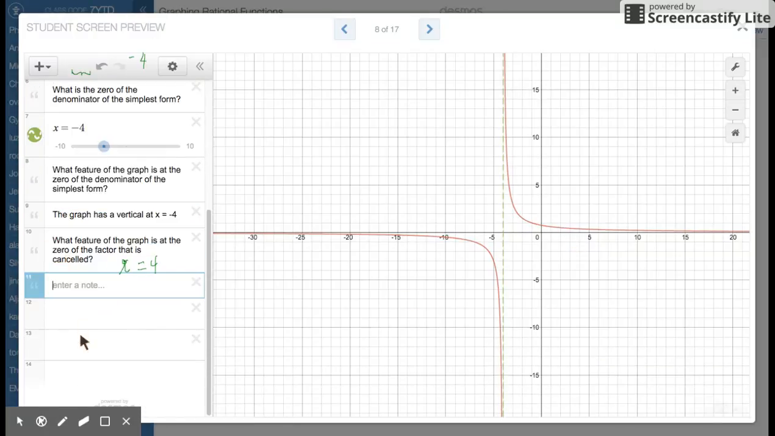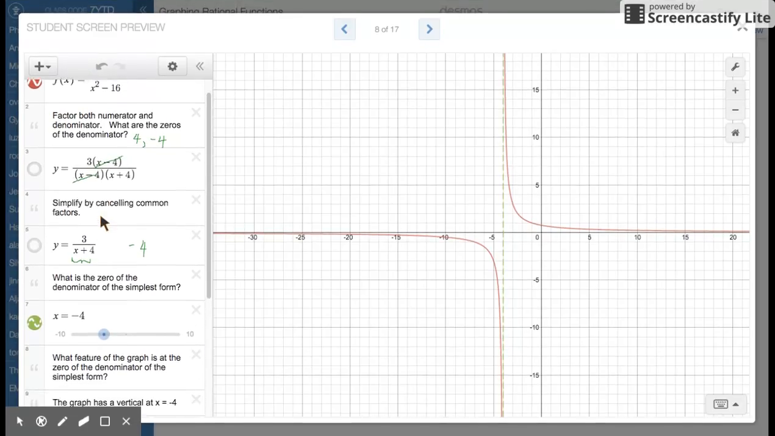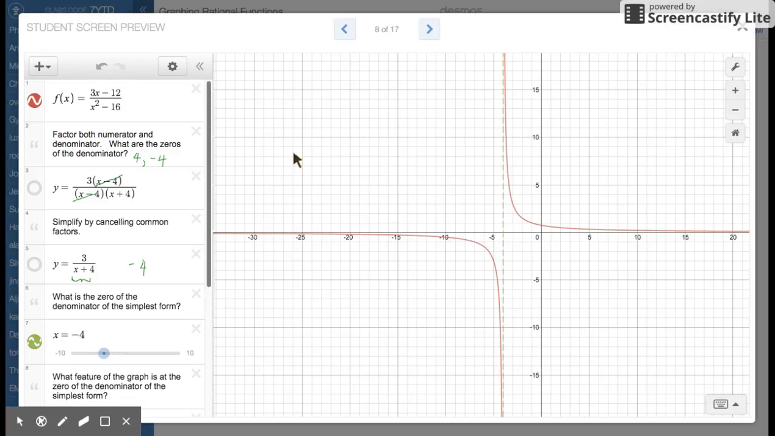So we put here the graph has a hole at x equals 4. That's it. That's how we can determine the vertical asymptote and holes in rational functions.